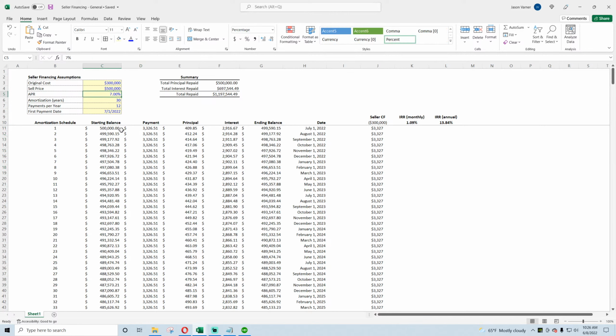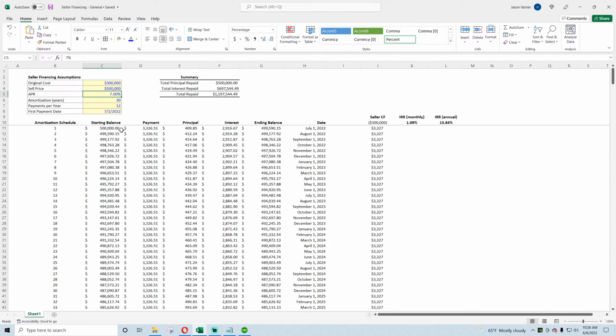Okay, so we have a really basic thing here where we have a cost, sell price, the APR amortization for this sell price. So I'm the seller, I'm collecting this from the buyer every month. The cost was 300,000 for me. I'm collecting $500,000 over time plus interest, and that's my internal rate of return of 13.84%.